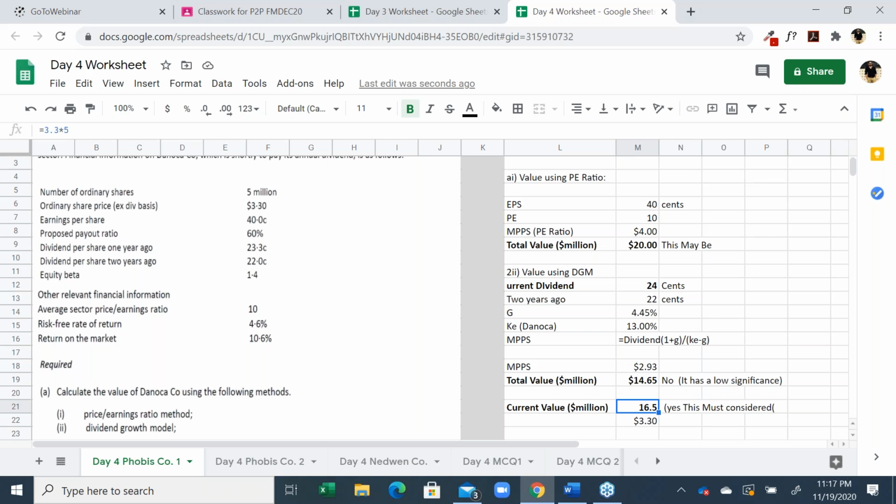So that's the Forbes company. I urge you people to go through this question again. This is a past exam question. You should go through this question again at home and think about it.